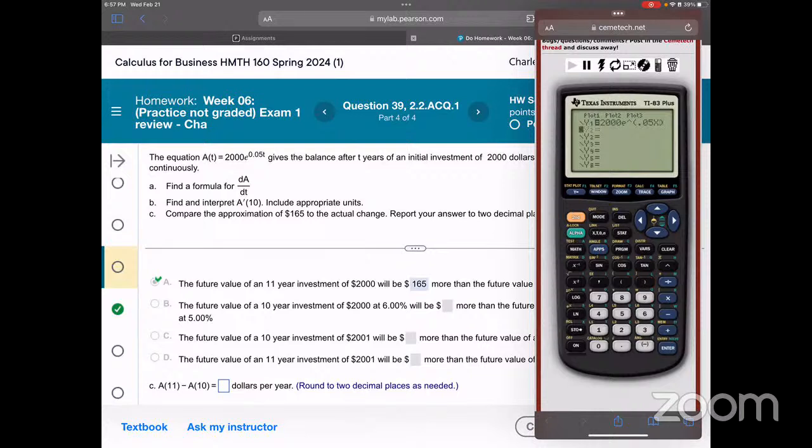And I think we did one that was similar, and just changed that to 11 and 10. So this one needs to be 11, and this one over here needs to be 10. Okay, round to 2 decimal places as needed. 169.06. Right here, 169.06.